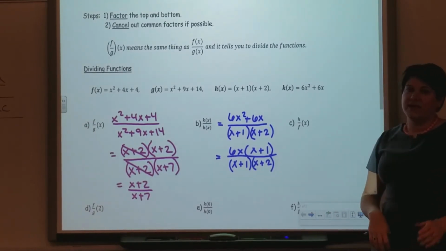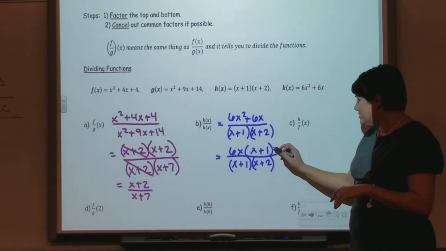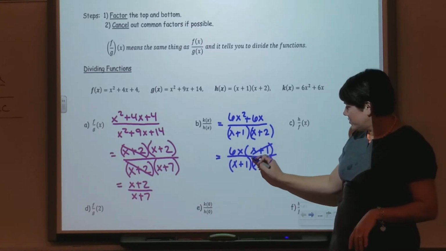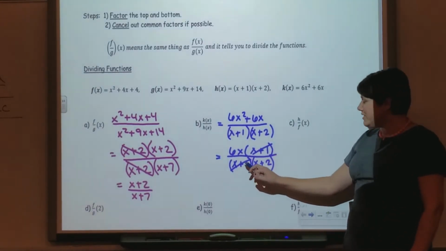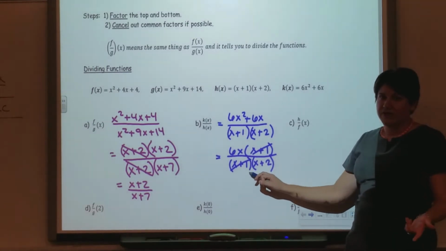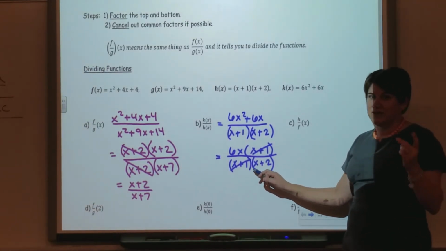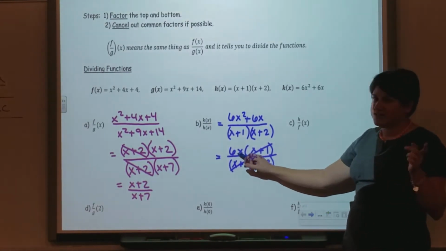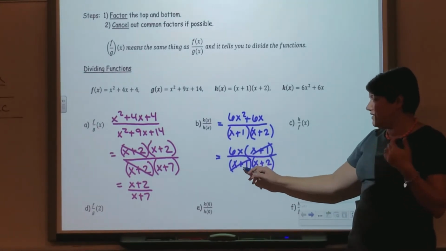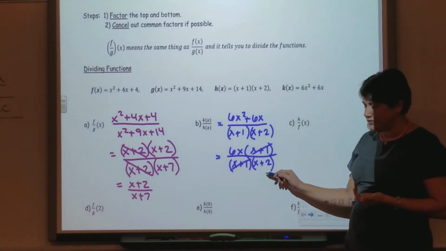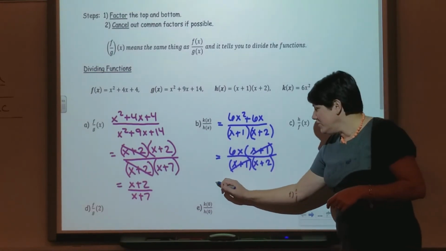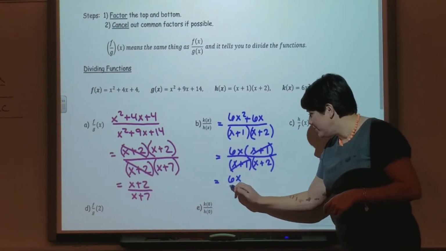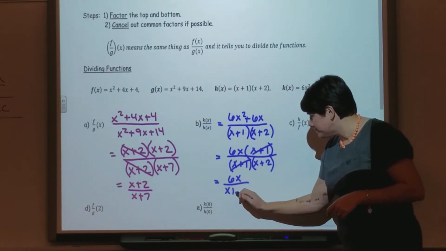And again, you're going to cancel out common factors. So cross out the x plus 1 at the top, cross out the x plus 1 at the bottom. Even though this one comes second and this one comes first, you can still cancel them out. The order that you multiply does not matter, because you're really multiplying 6x times x plus 1, and then x plus 1 times x plus 2. So they cancel out because they equal 1 when you divide. So you're just left with 6x over x plus 2.